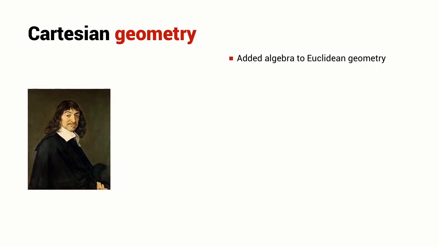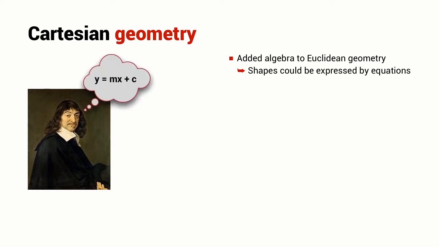So the very important thing that Descartes did was he added algebra to Euclidean geometry, and that allowed us then to express shapes in terms of equations. We can express lines in terms of equations. If we have the equations for two lines, we can work out how they intersect and at what angle they intersect. It's the fusion of algebra with the ancient geometry.